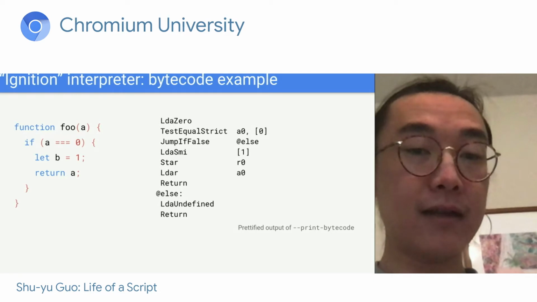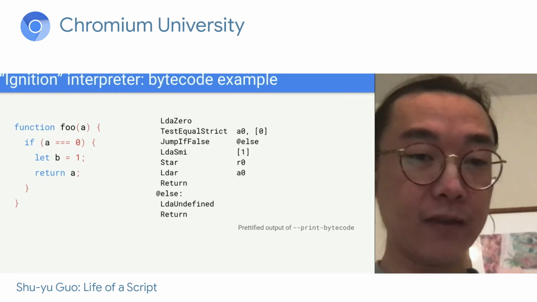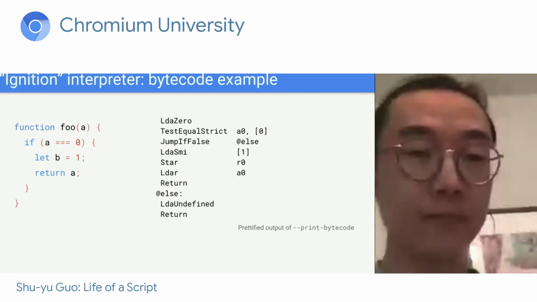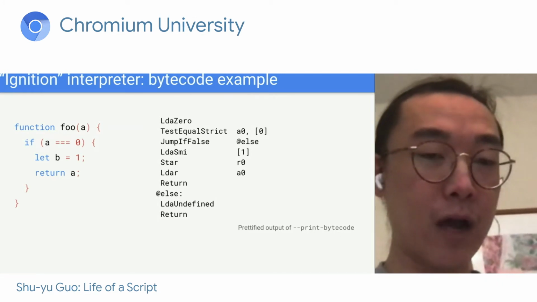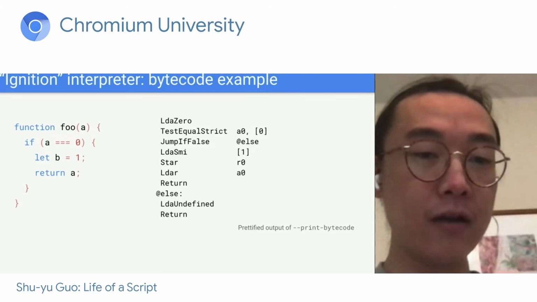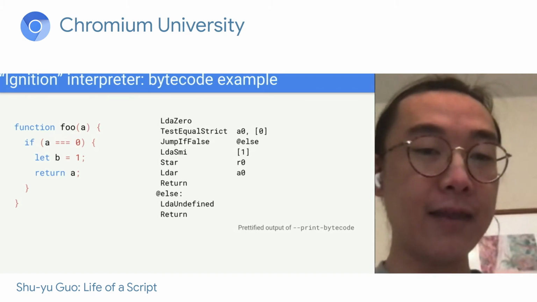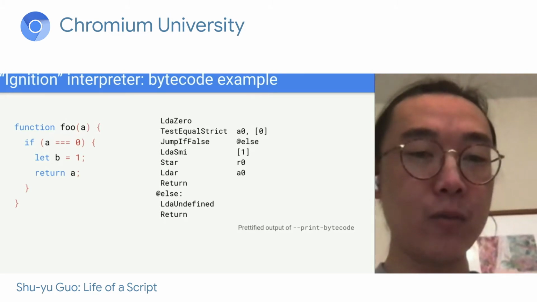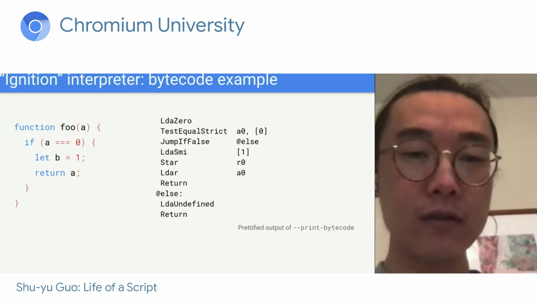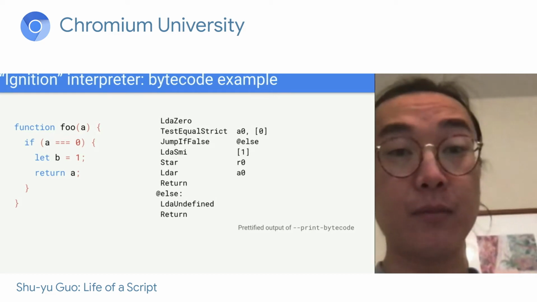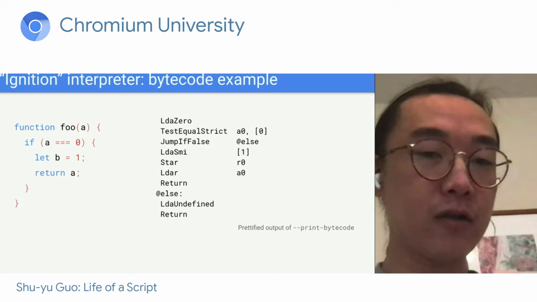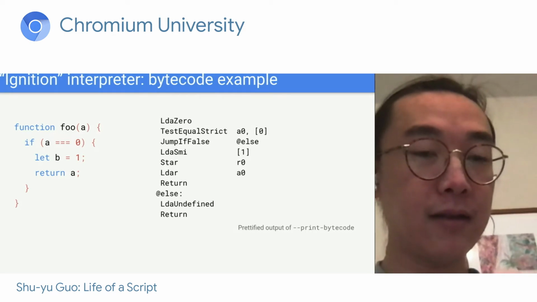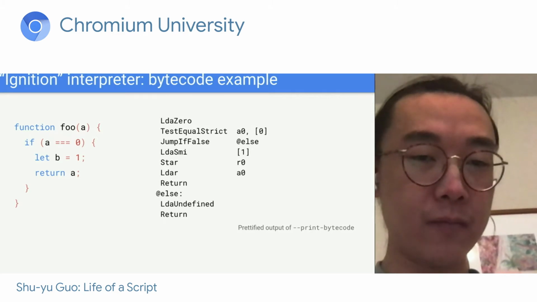It has a single accumulator register that is kind of implicit everywhere. You see some of these funny looking mnemonics like LdaZero, Star, and Ldar. And the A in all of those mnemonics means the accumulator. They don't take any arguments because there is an implicit accumulator register that they operate on. So from top to bottom, what happens is that we first load the literal 0 into the accumulator register.